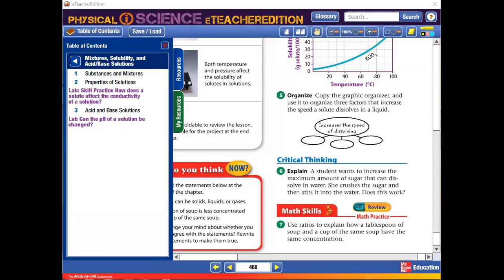So we need new people to answer. Yes, Nano, could you help us here? Does it work or not? No, because the water has a certain solubility measure.